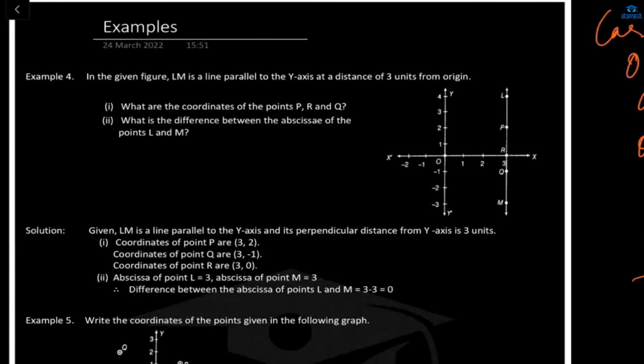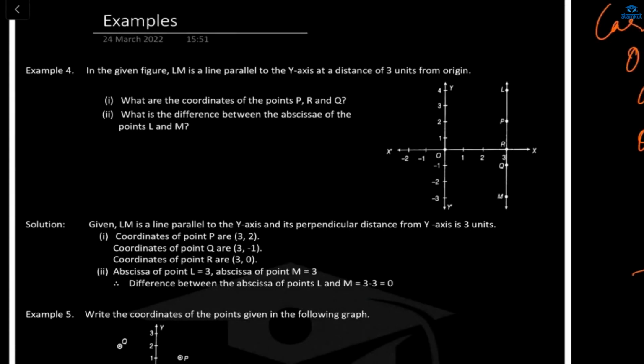Now here are some simple examples to check that you have learned how the points work, or how you are going to find out, if a point is mentioned, what will be its coordinates, what will be the coordinate pairs, or you can say the ordered pair.